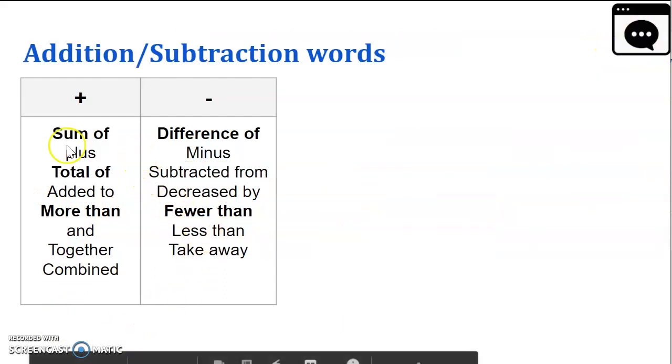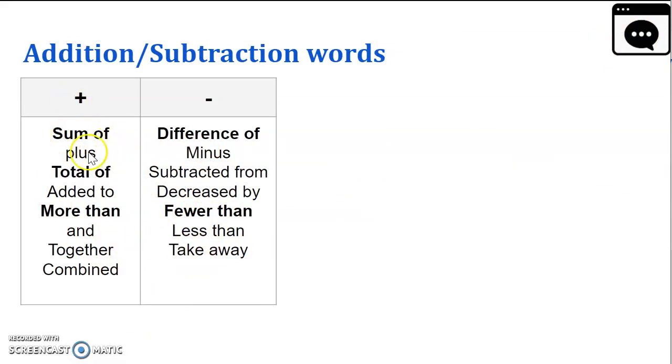Okay, so let's just focus on addition and subtraction words. Addition words are sum of, plus, total of, added, more than, together and combined. Whenever you see any of these phrases in your situation description, you should be thinking, okay, we're talking about addition. When you see these phrases, difference of, minus, subtracted from, decrease by, fewer than, less than, take away, you should be thinking subtraction. So let's do some examples.